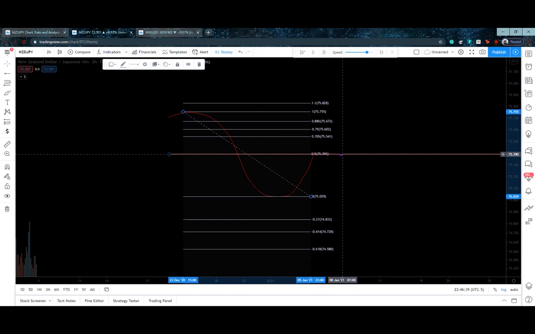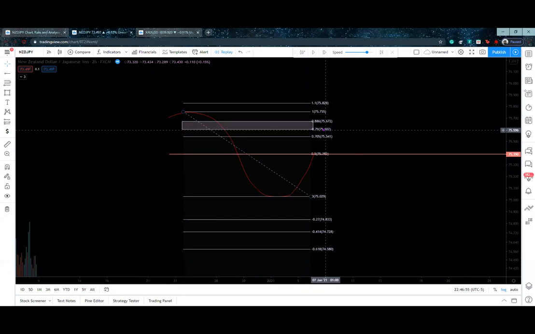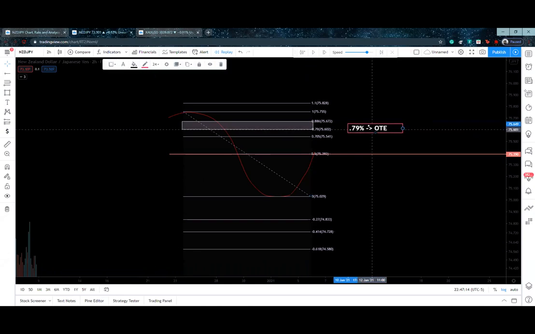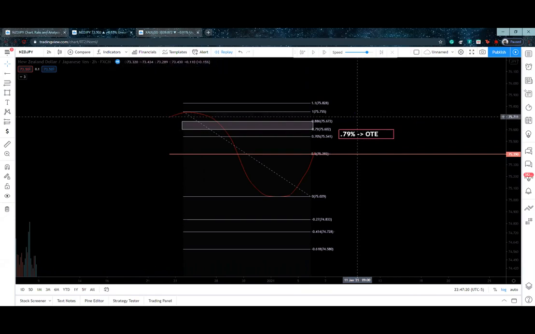Now, this is where I tell you what levels you're going to need. The levels you're going to need are the 0.886 and the 0.79. The 0.79 is also known as the optimal trade entry. That is the fib level that you guys want to look at. So 0.79 is equal to the OTE, or the optimal trade entry. This is where you want to be looking at your entries.